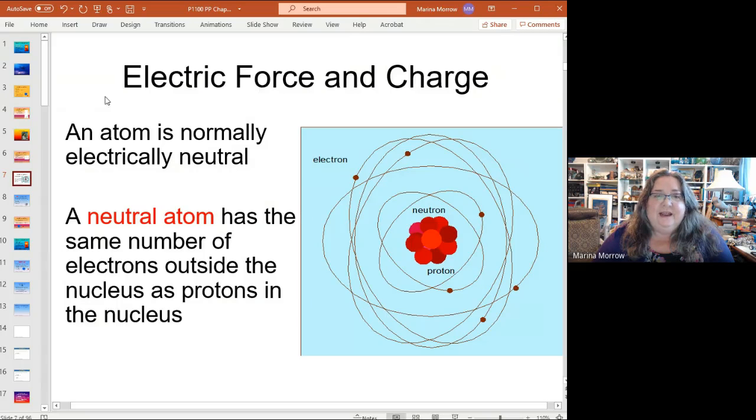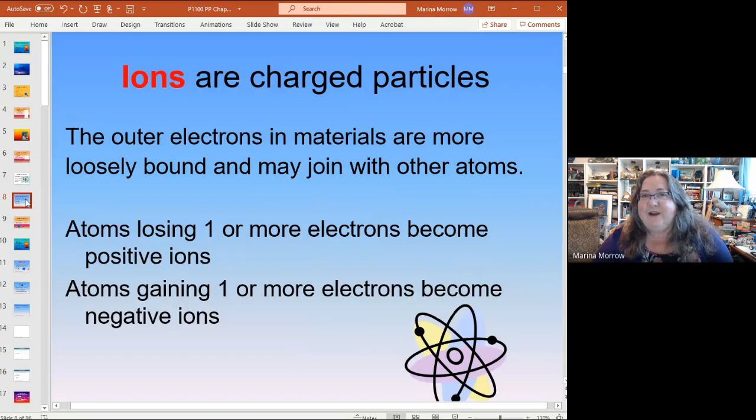Now, usually an atom is electrically neutral, which means that the positive and negative charges cancel out. And to do that, you have to have the same number of negative electrons as positive protons. So we've talked about this before. If we had 6 protons in the nucleus, that would make it carbon, and it would also have 6 electrons. And remember, the number of neutrons can vary. We talked about that in chapter 12, I think.